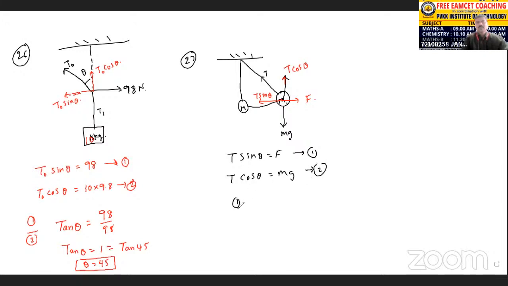So equation 1 divided by equation 2. Tan theta is equal to F by mg. In this given question, theta is equal to 45. Tan 45 is equal to 1. So 1 is equal to F by mg. So F is equal to mg. The first option is correct. Okay.